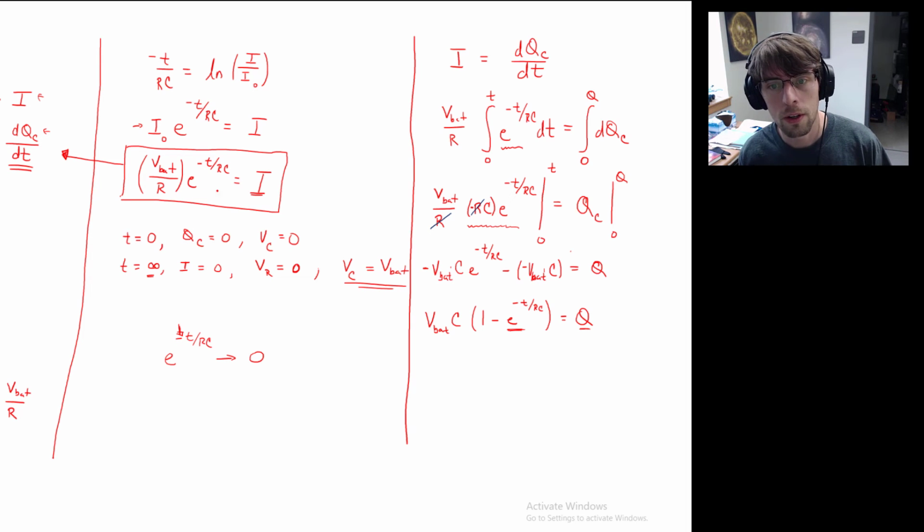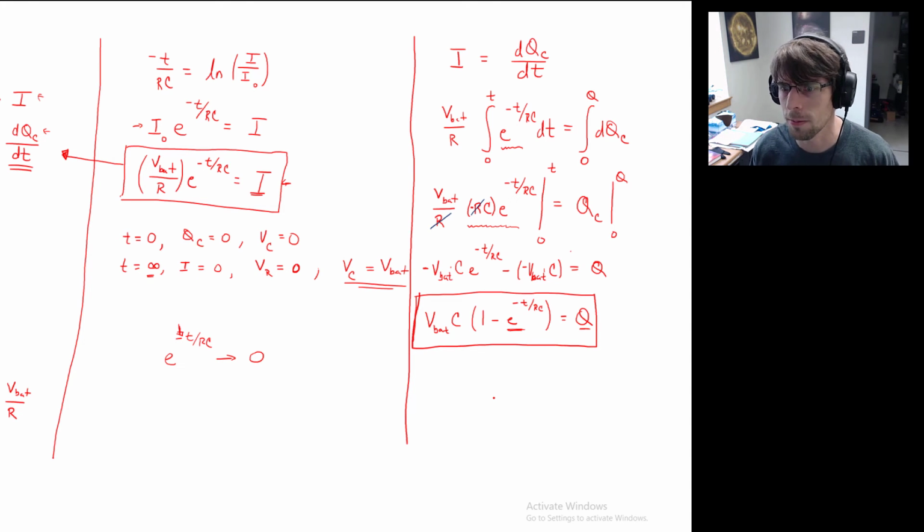So now we have two things. We have the current going through the resistor as a function of time, exponential decay, and the charge on our capacitor as a function of time. And you can't say that this is exponential growth. No. Exponential growth is something like e to a positive exponent, e to the x. This is not exponential growth.